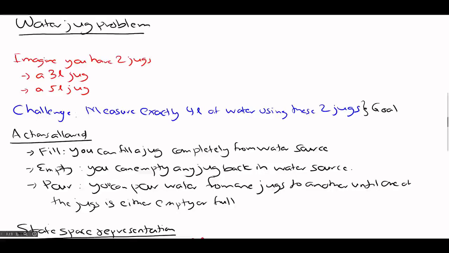Today, we're diving into the classical water jug problem, an excellent puzzle that illustrates search algorithms in artificial intelligence. Whether you're a student or simply curious about problem solving in AI, this video is for you.